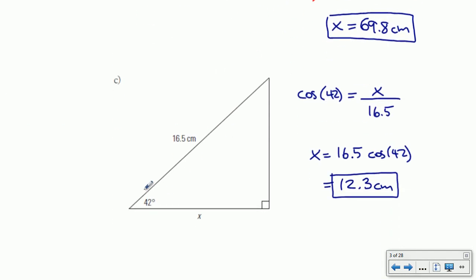For 1c, this is our reference angle. We have the adjacent side length and the hypotenuse side length. We need to use cosine, so put 42 degrees in there. X is the adjacent, 16.5 is the hypotenuse. We need to basically multiply both sides by 16.5. So 16.5 times cos of 42 gives us 12.3.